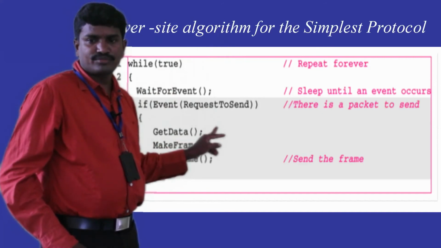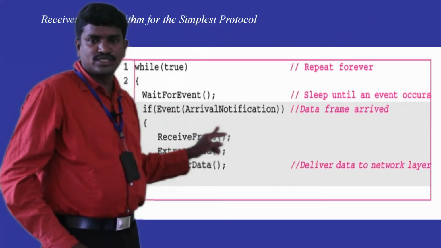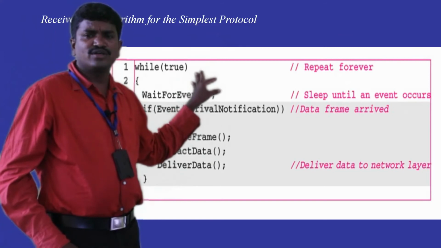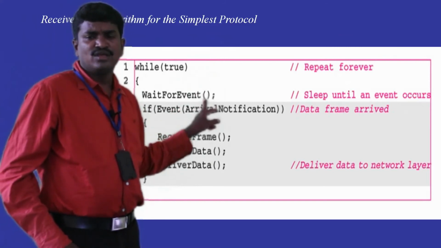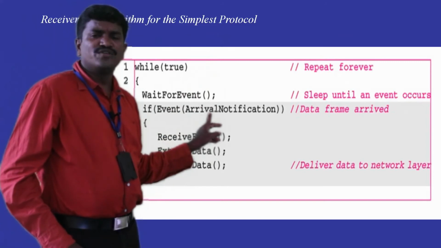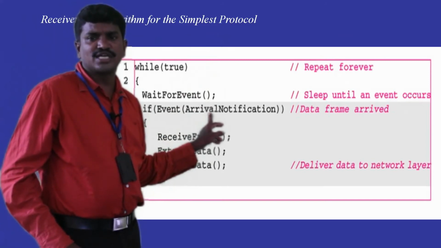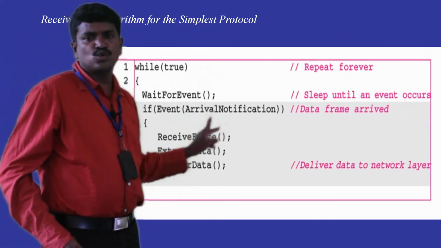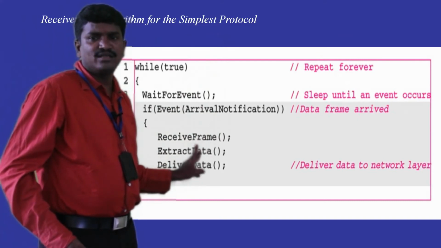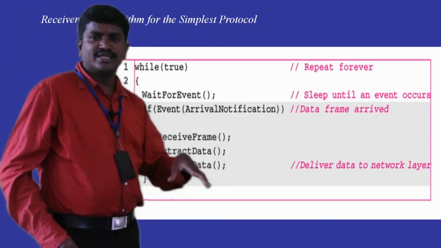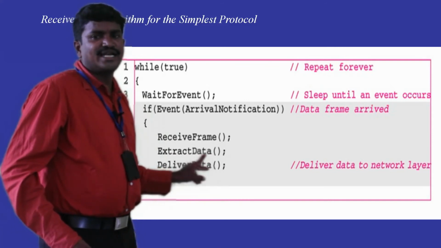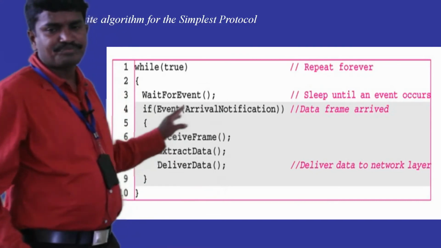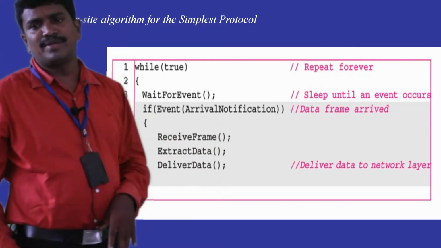Now if you see the receiver side algorithm for the simplest protocol, the data link layer at the receiver is waiting for an event. Which kind of event? A notification from the physical layer. The physical layer will give information saying that one data frame has arrived. When the frame arrives, it receives the frame, extracts the data, and delivers that extracted data to the layer above, that is the network layer. So this process is repeated for the receiver in the simplest protocol.